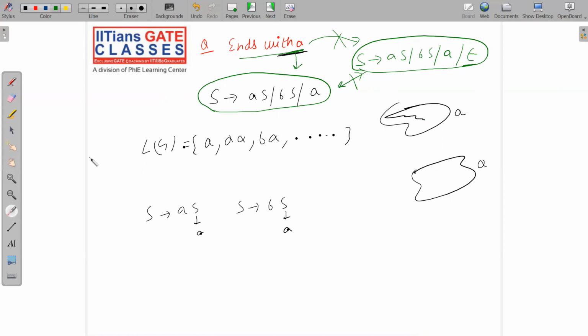See, this grammar is generating some extra strings.